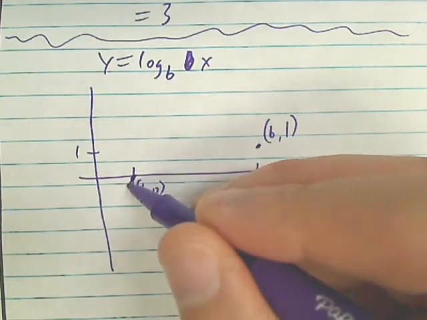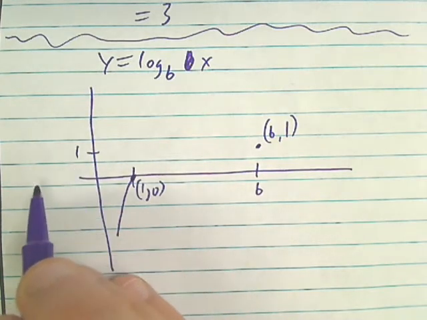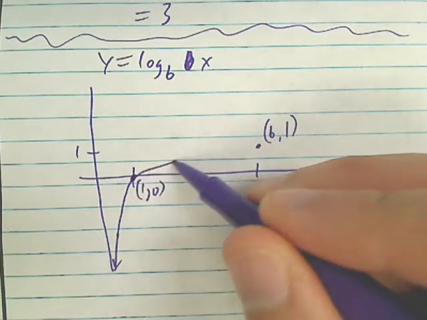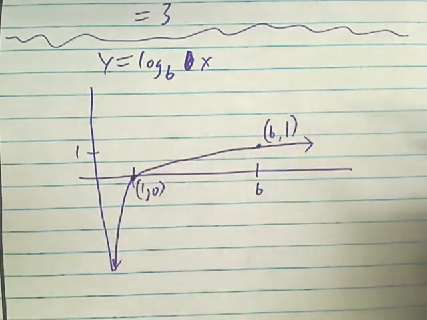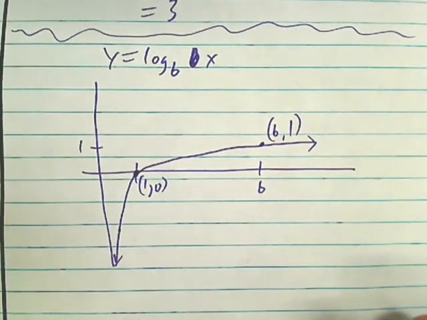And this will get always closer to the y-axis. The exponential always got close to the x-axis but never touched. This always gets closer to the y-axis but never touches. And then through that other point. This always grows up, but very slowly. It always gets higher, but very, very, very slowly.